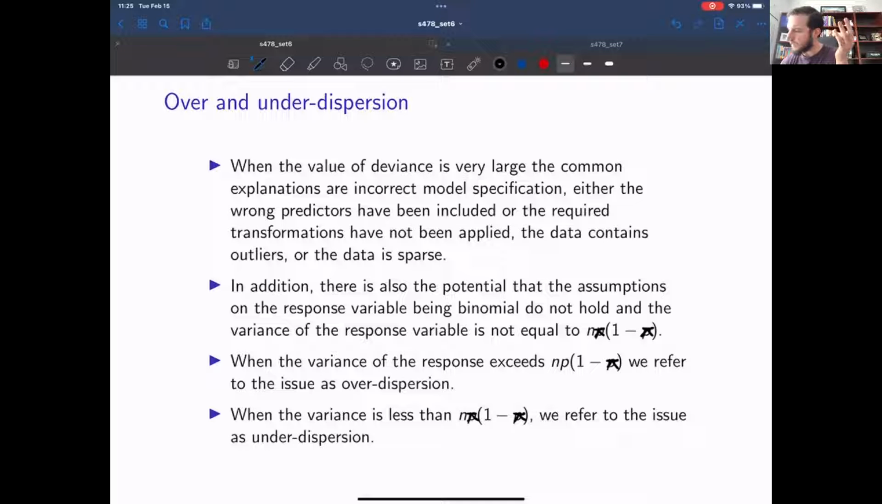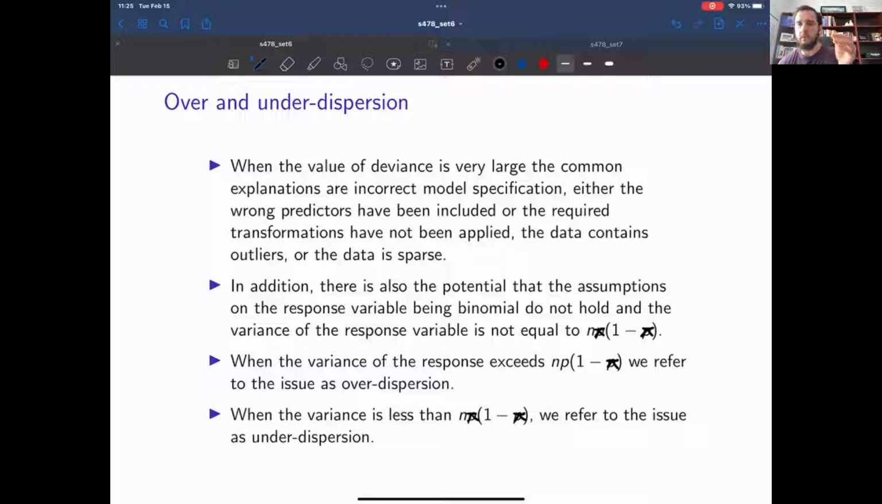In particular, it could mean that some of the assumptions on the response variable are not holding. It could also mean that the data contain outliers, the data could be sparse, or there could be clusters of observations within the data set. And it could also mean that the variance of the response is not equal to the theoretical variance, which would be n times pi times 1 minus pi. This is what being over dispersed or under dispersed could mean.